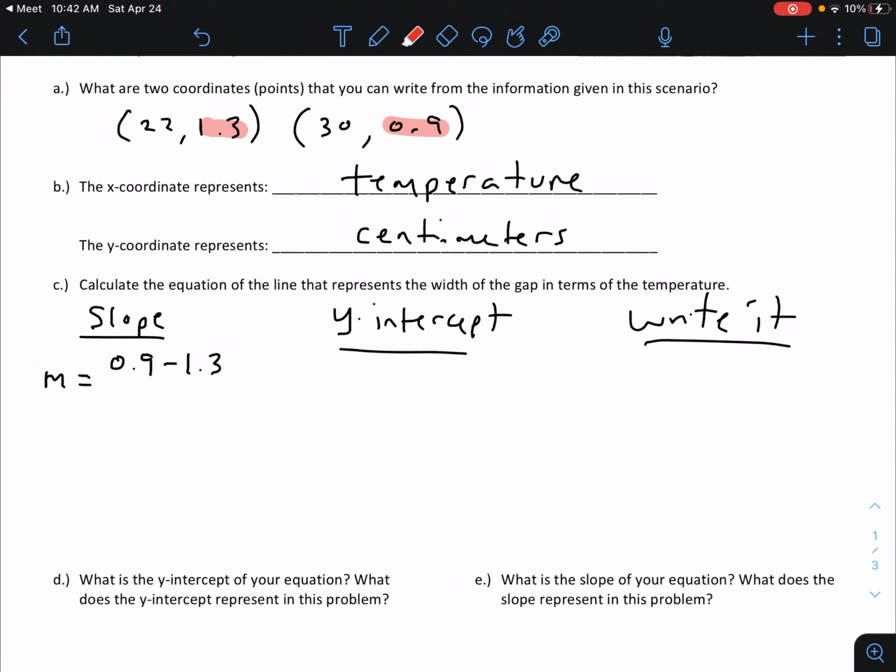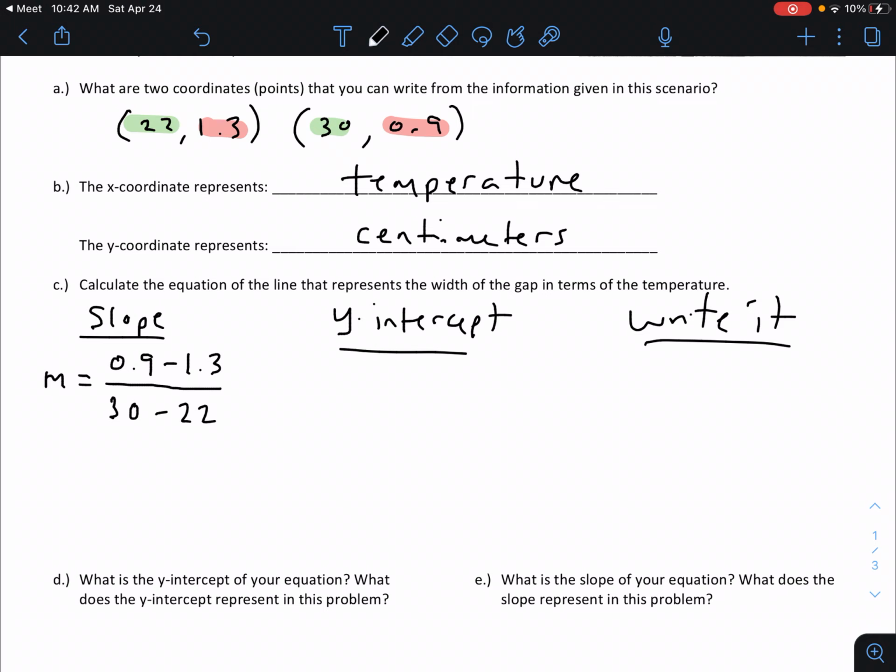Okay, and then on the bottom, I'm going to go with my x values, the 22 and the 30, but I'm always going to start with the same one that I started with on the top. So since 0.9 is from the second point, I have to start with 30 in the bottom. So I'm going to do 30 minus 22.